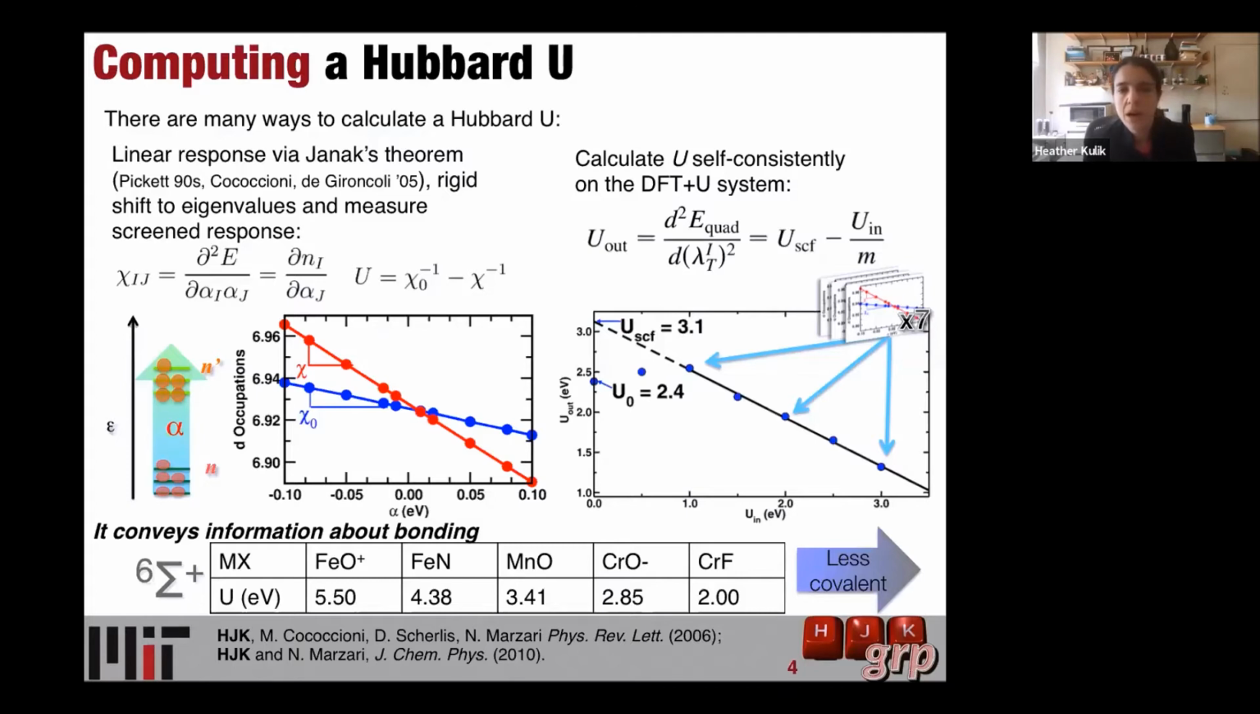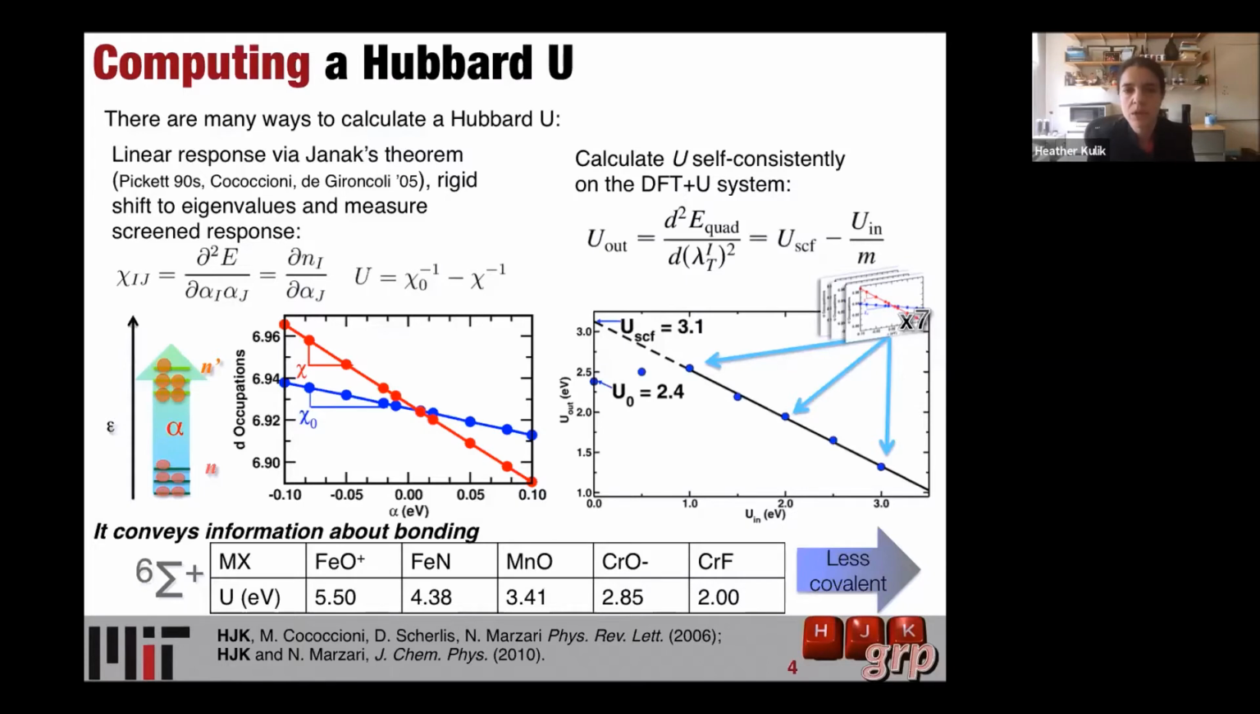But one of the things that always attracted me to computing the linear response U is that it's fundamentally a property of your system. So what I'm showing here is a series of what are called isoelectronic diatomic molecules. And the Hubbard U conveys information about how the d orbitals, or whatever subshell you're computing Hubbard U on, are hybridizing with the rest of the system.